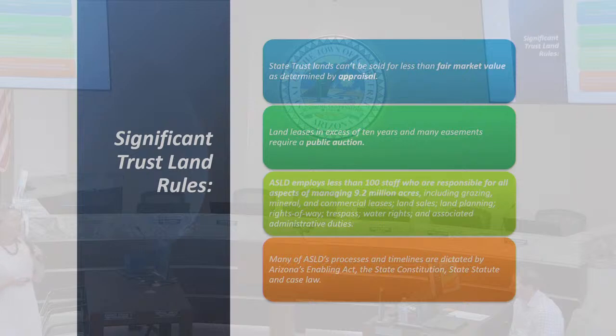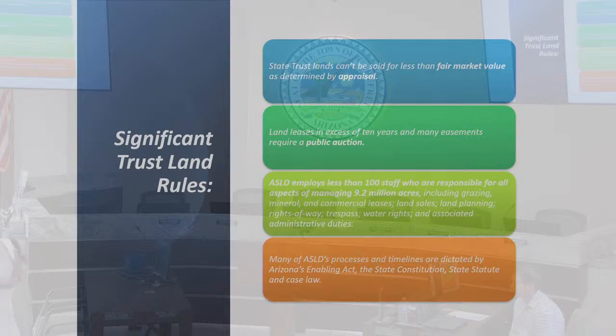So we can't sell. We have significant rules. They're written in state statute, in our state constitution, in our Enabling Act, and of course through case law. And I've heard one time, nobody sued us more than our beneficiaries. So they're keeping an eye on what we do as an agency. So I'll just read these.